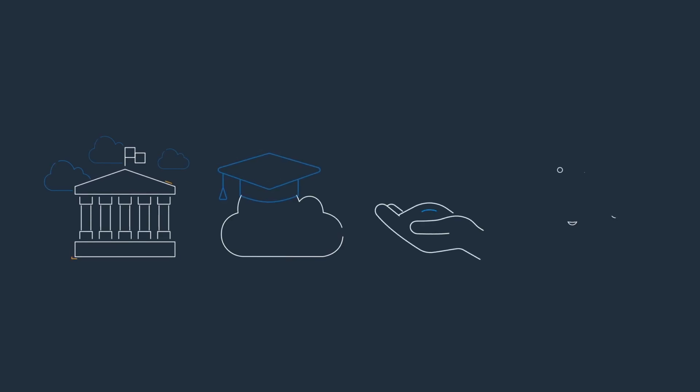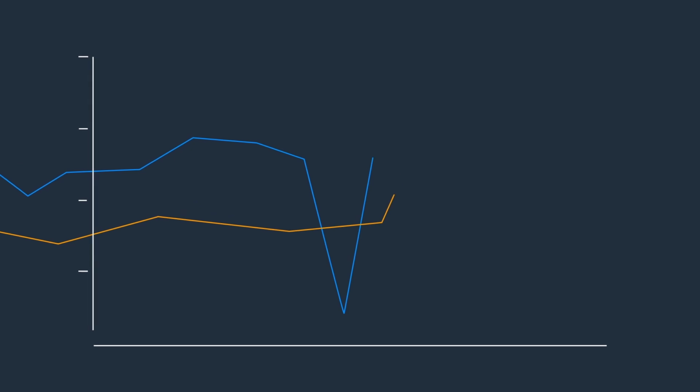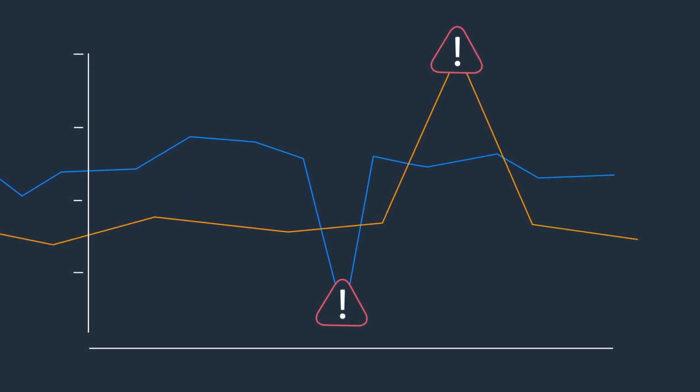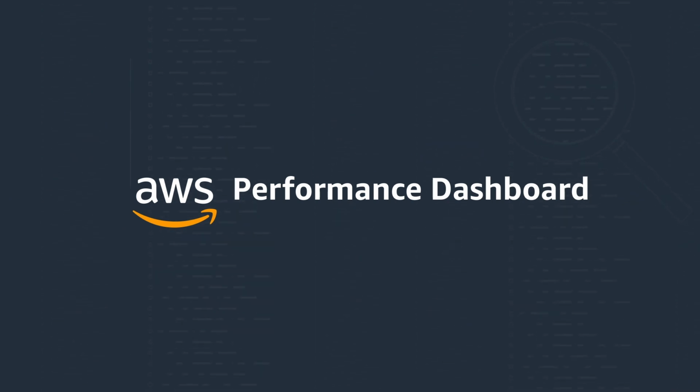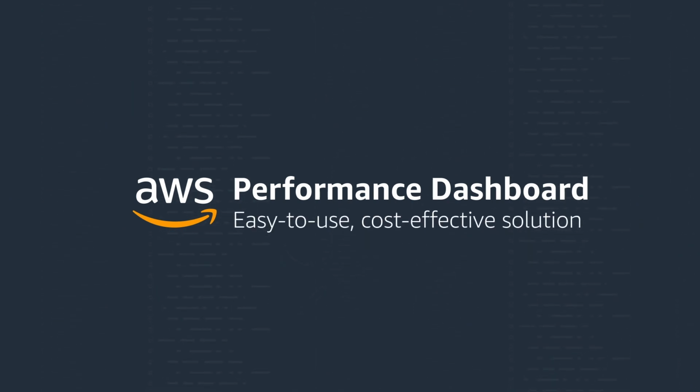Data is more essential than ever for the public sector. Organizations need to centralize, measure, and communicate key metrics to demonstrate their impact and improve their decision-making. And Performance Dashboard on AWS is a new, easy-to-use, cost-effective AWS solution that can help you share what's most important.